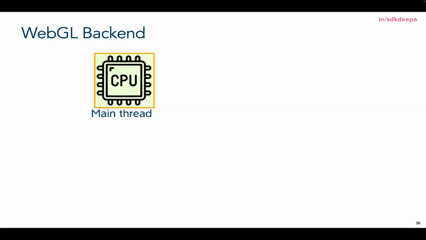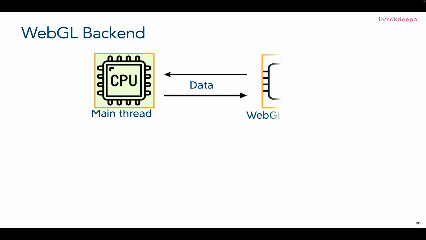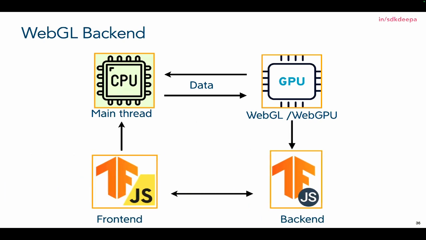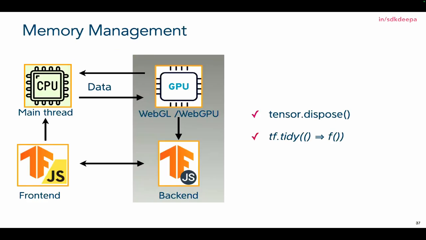Okay, so this is with the WebGL backend. What I'm going to talk about is how the data moves. Your main thread moves from your CPU to GPU, right? And then it moves down to the TensorFlow backend and then to the front end. After computation, the results come back to the CPU. This is how the WebGL backend works. So this is how the data flow works, right?